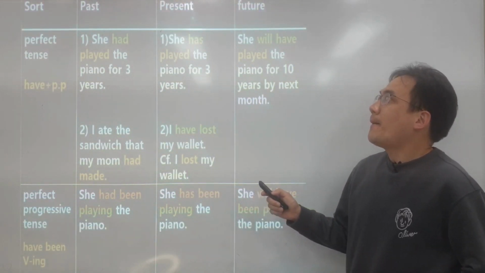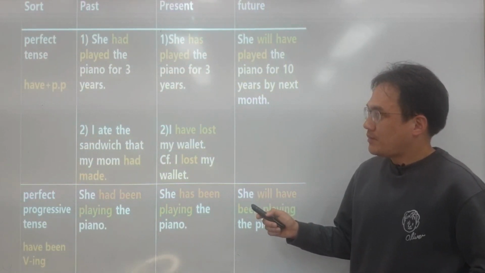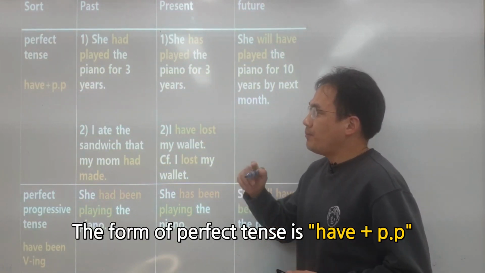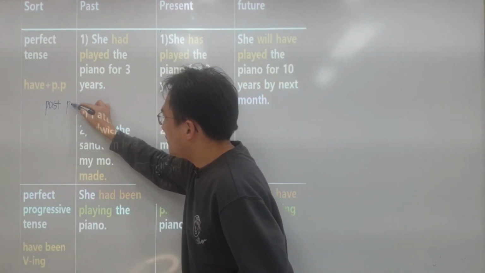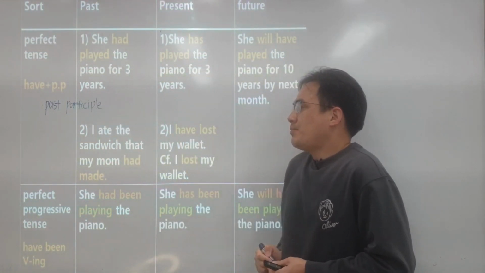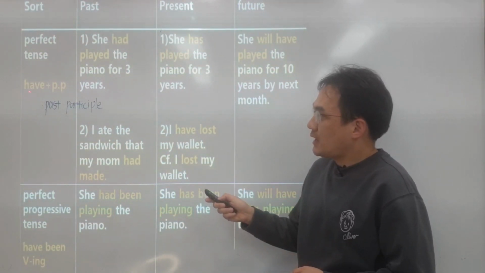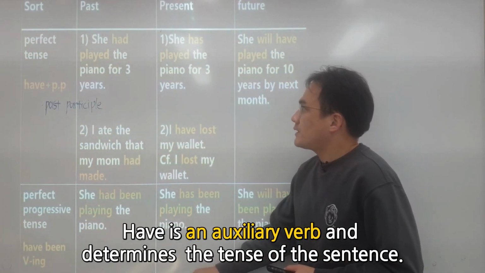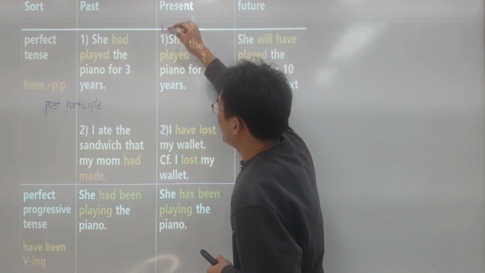And let me explain the perfect tense. What is the form of the perfect tense? Have plus PP. And what does PP stand for? PP stands for past participle. And have plus PP. Have is not a normal verb. In this part, have is an auxiliary verb. So the form of the present perfect tense is have plus PP.